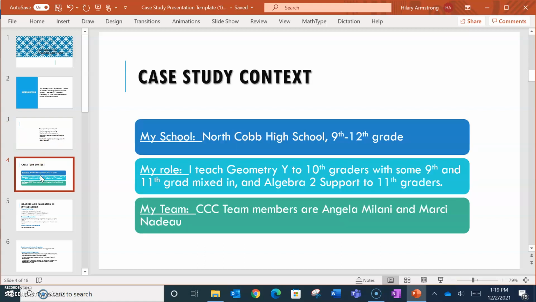Again, I work at North Cobb High School. It is a traditional high school, 9th through 12th grade. I teach Geometry Y to mostly 10th graders. There's a few 9th graders mixed in, and then we have our 11th graders who are a step behind. I also teach algebra support to 11th graders. The members of my team are Angela Milani and Marcy Nato.